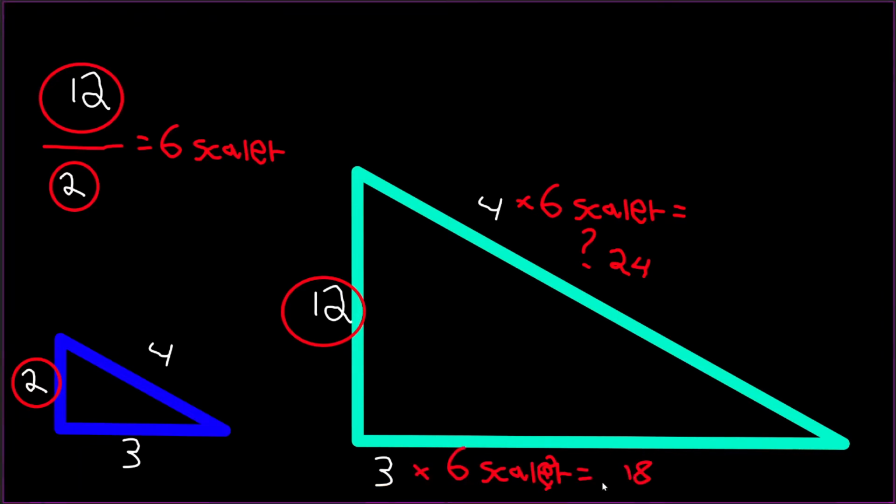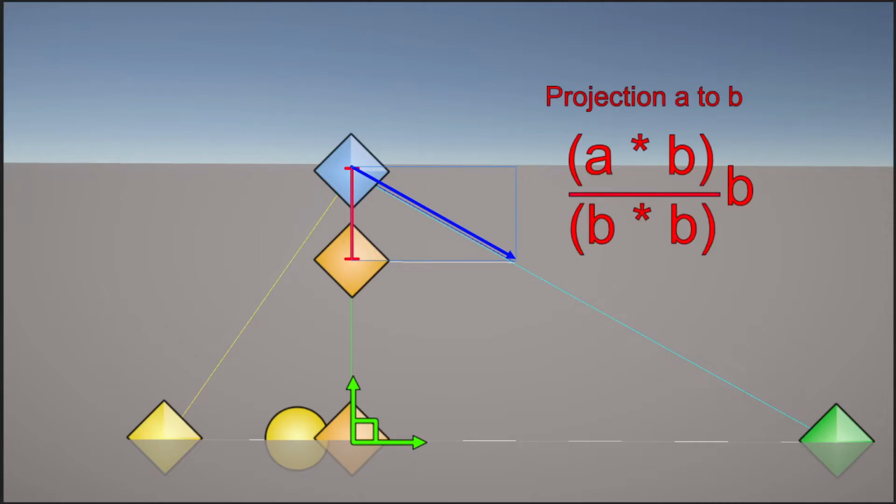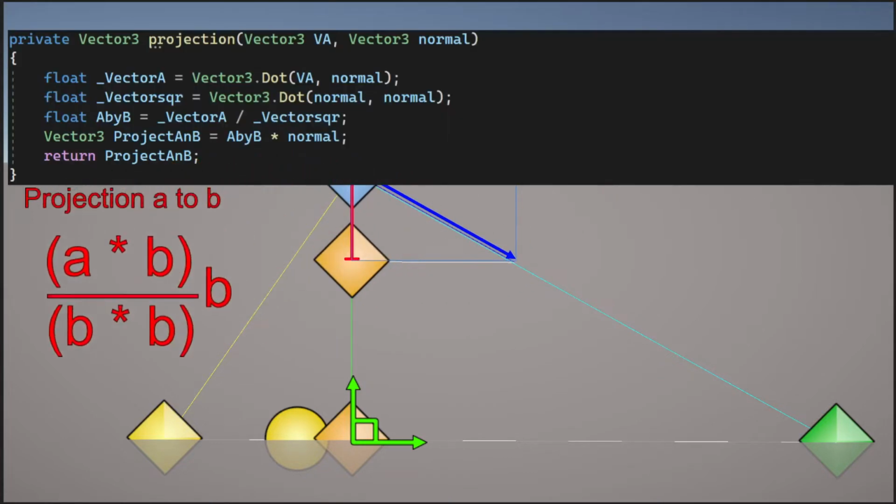Magic. First we get vector prime and then project it to the plane's normal. Using this formula, the projection equation is just a ratio of two dot products multiplied by a vector. Here it is in code.